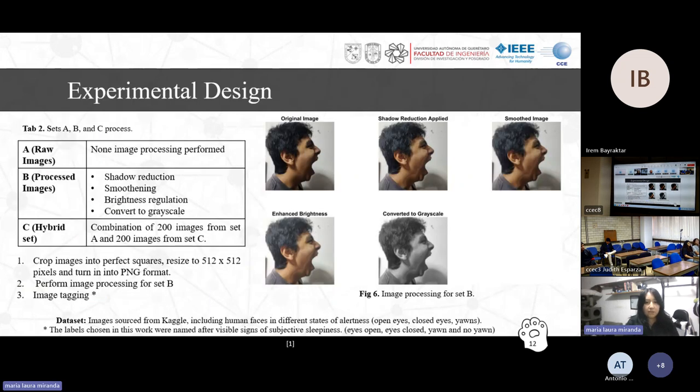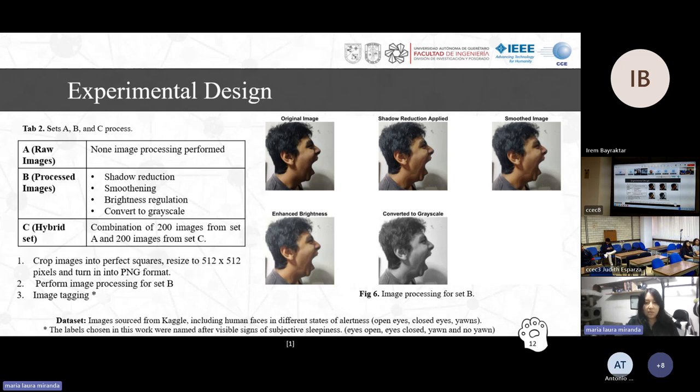First, in the first phase, a public database from Kaggle was downloaded, containing 400 images of human faces with visible signs of drowsiness and without such signs. These images were put into three sets, referred to as A, B, and C. The images were cropped to square dimensions, resized to 512 by 512 pixels, and converted to PNG format.